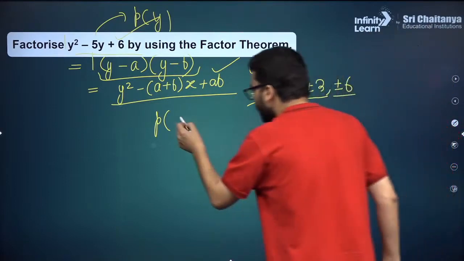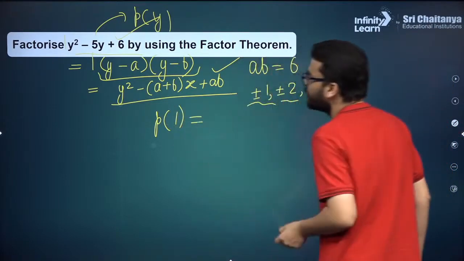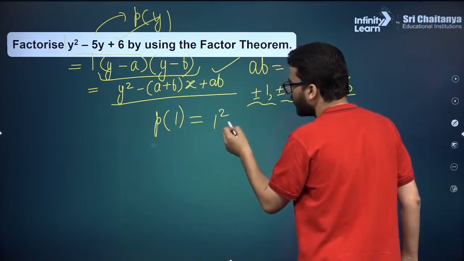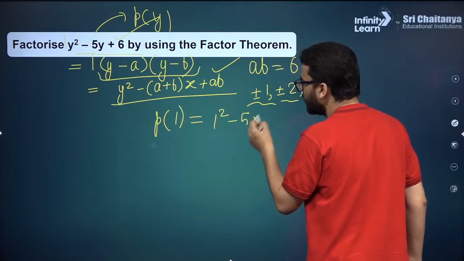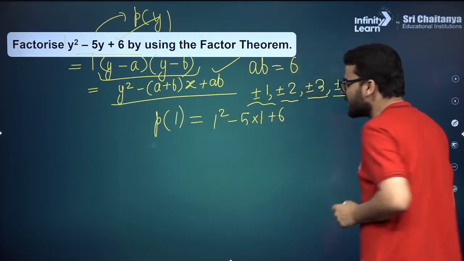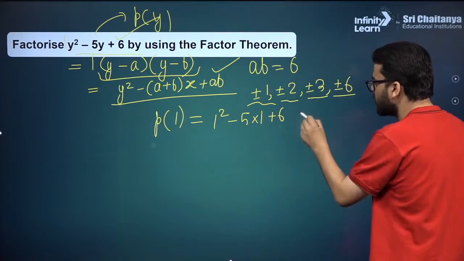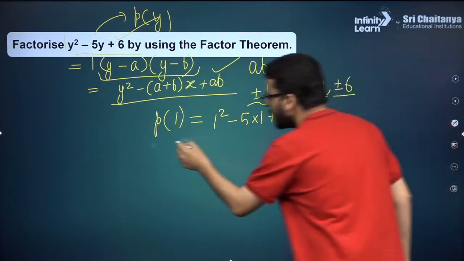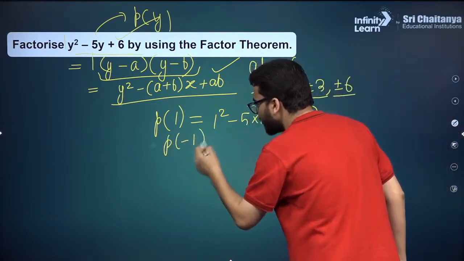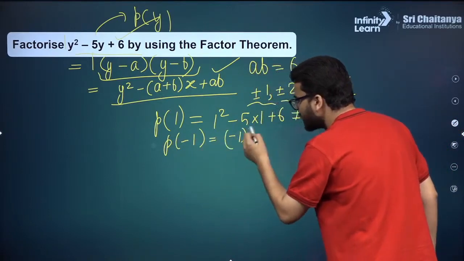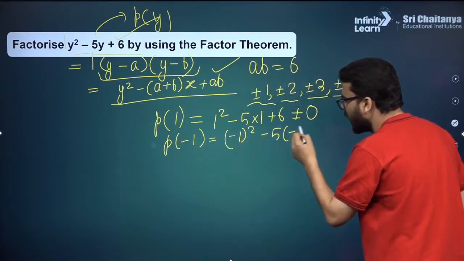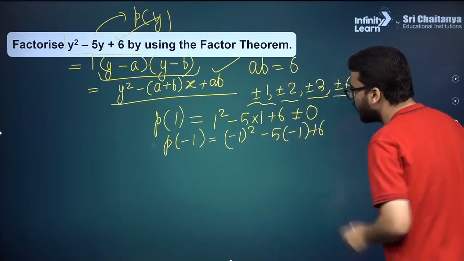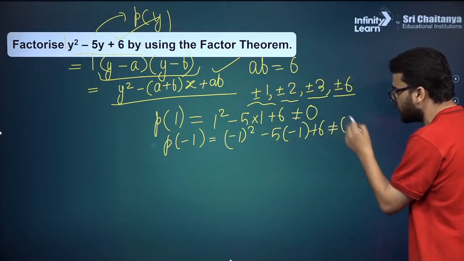So over here, let's check for p of 1. What will p of 1 be? Just put 1 in the polynomial. So 1 square minus 5 into 1 plus 6. Is it equal to 0? This is not equal to 0. You see, this is not coming out to be 0. So let's put p of minus 1. What is p of minus 1, guys? Minus 1 square minus 5 into minus 1 plus 6. Is it equal to 0? No, this is not equal to 0.